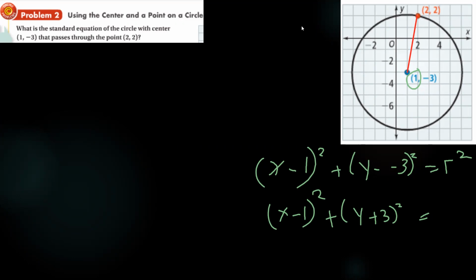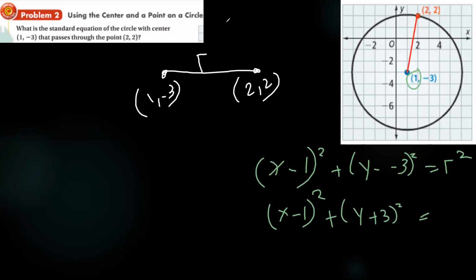What is the formula that you have to use if you have to find the length between 2 points? The distance formula, exactly. So here you have to find the radius. The radius means the distance between the center and the point 2, 2. How? By using the distance formula. So r squared is square root.